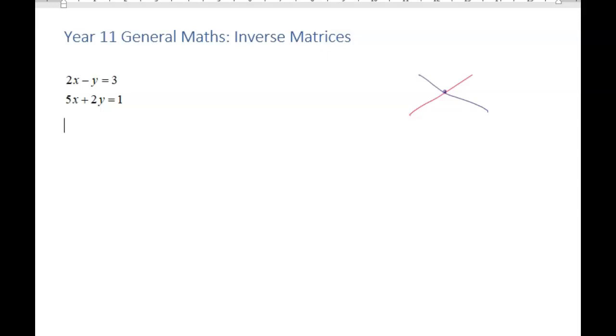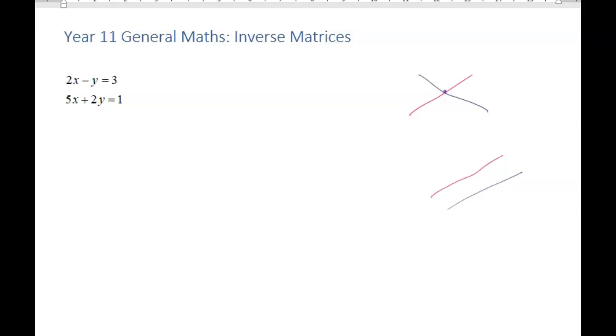There is situations where they don't cross, okay? And that is when they're parallel. And remember when I was talking about the determinant, that's what basically the determinant is saying to you. There is no solution, basically because these lines do not cross.